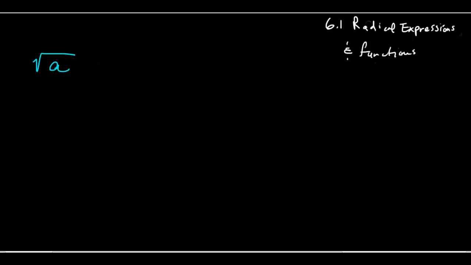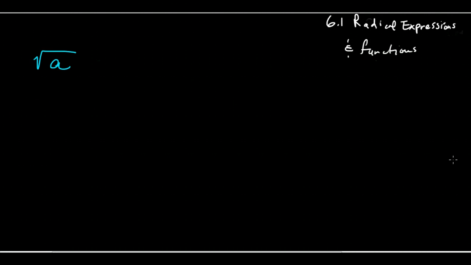In this section, we're going to take a look at radical expressions and functions. So first, let's start by talking about what a radical means and what the different parts of the expression are. First up is the basic form of the expression, which is the square root of a number, a.